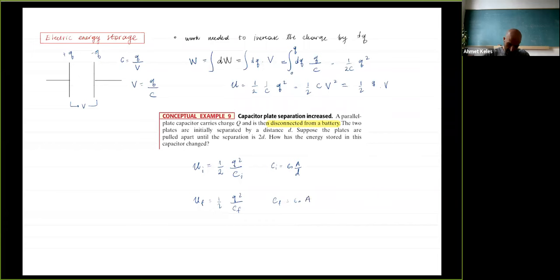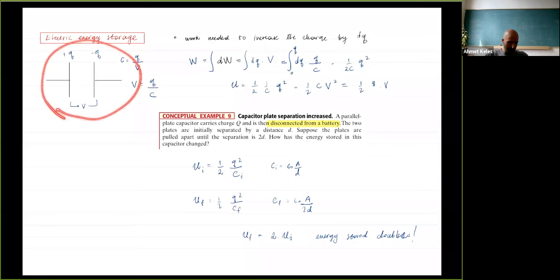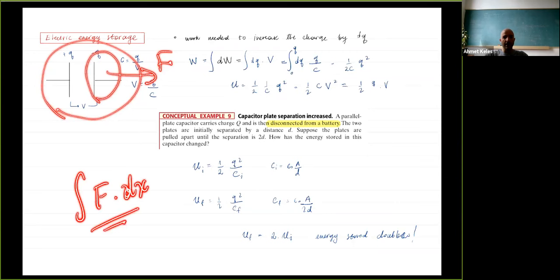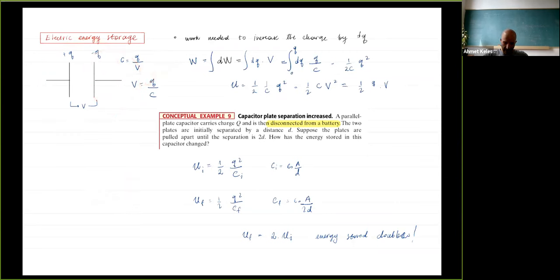How much did we increase? d is increased from d to 2d. So this will be 2d. Then U final, if you plug this in, is going to be equal to 2 times U initial. So the energy stored will be twice as much in this case. Which makes sense, because if this thing is disconnected from everything and I pull this, there's a certain force I need to apply, and this force comes with some F dot dx, and that should be equal to the increase of energy of the capacitor. That's where this increase comes from.